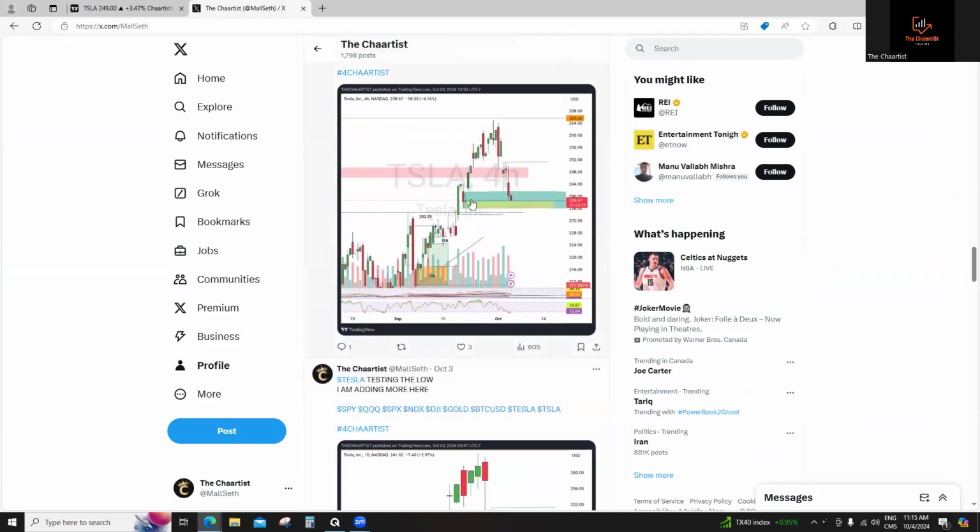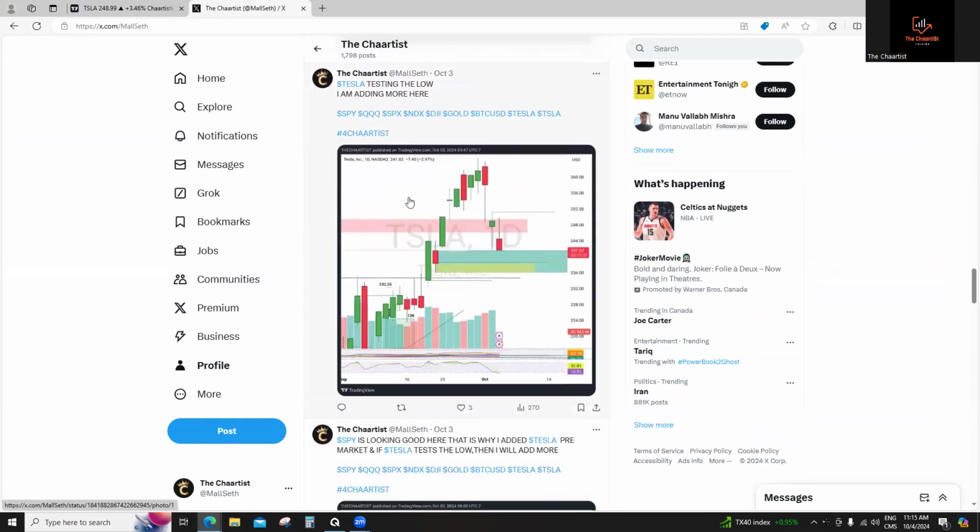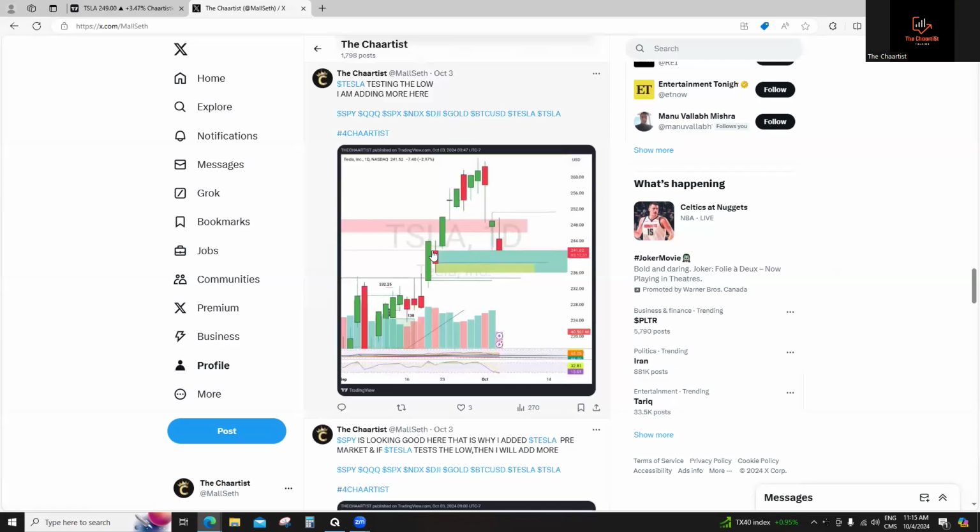Okay, right into this. This is a 4-hour demand zone. I'll show you this. Look at this pattern. I'll show you the demand zone as well. I am adding more here. This demand zone, right?